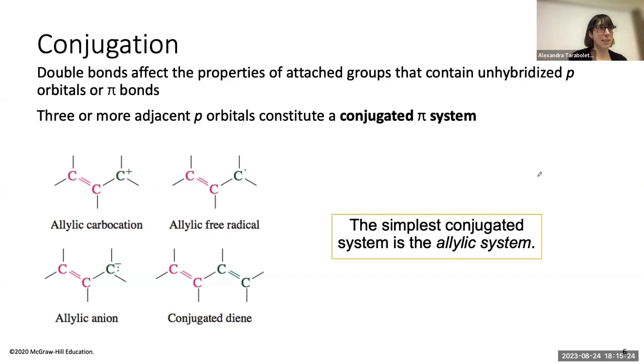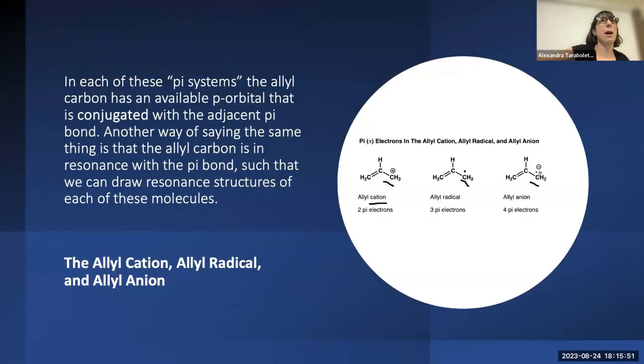And in this case, with double bonds next to another pi system, but it can also occur in alternating double bonds. So essentially, double bonds affect the properties of attached groups that contain unhybridized p orbitals or pi bonds. And if you have 3 or more adjacent p orbitals, we get what's called a conjugated pi system. So this is the smallest pi system you can have, an allylic system, because it's 3, the smallest pi system.